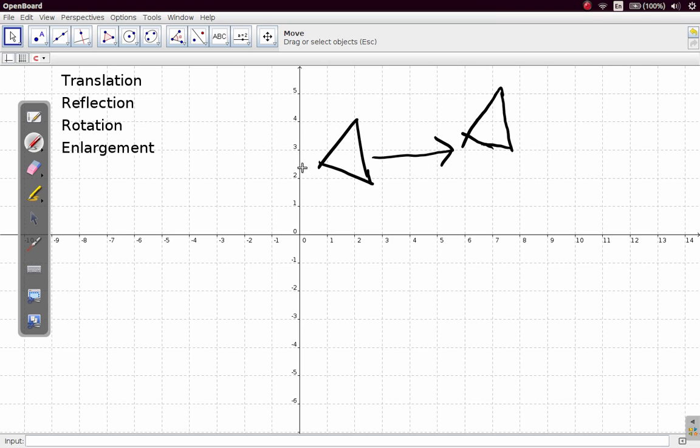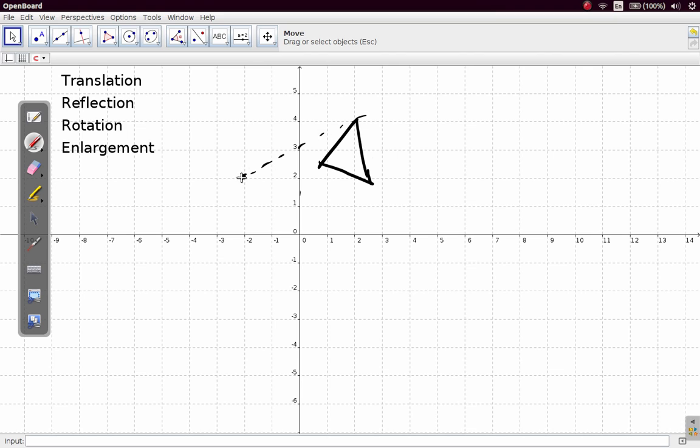You might have a reflection, say, over the y-axis. So the y-axis becomes a mirror line. Alright? So it looks like a reflection over that line. Now, you may have a rotation, where, for example, this is the center of rotation.